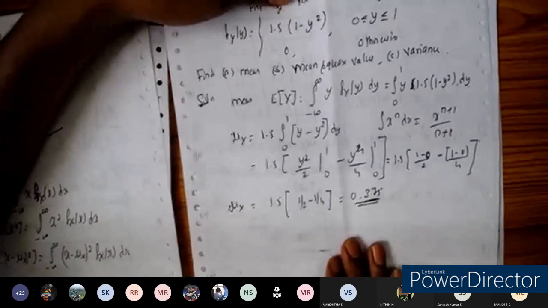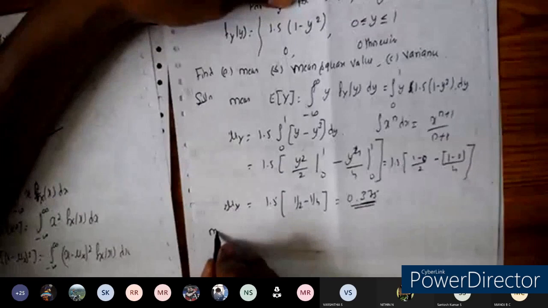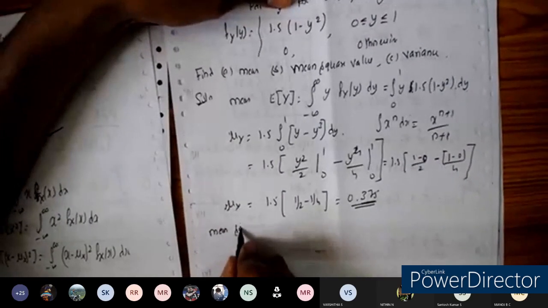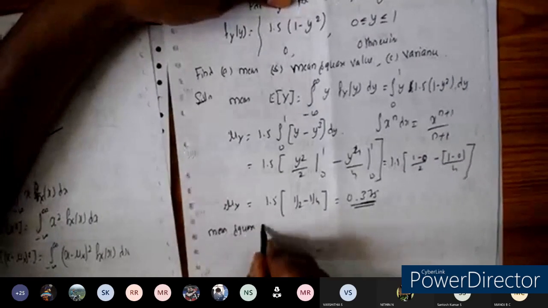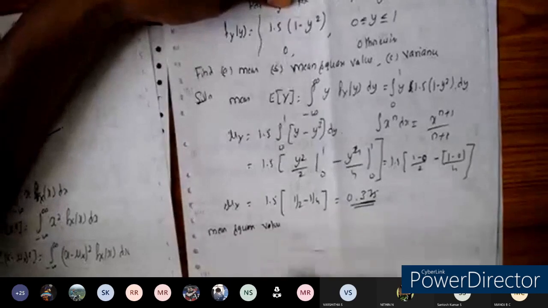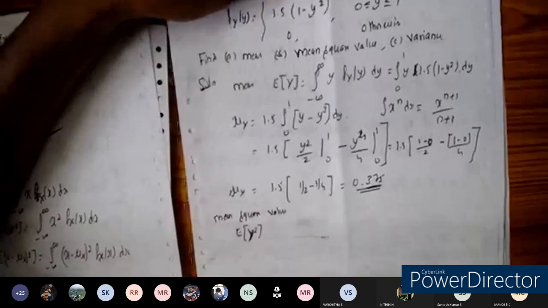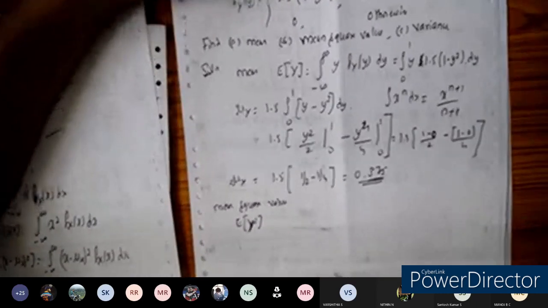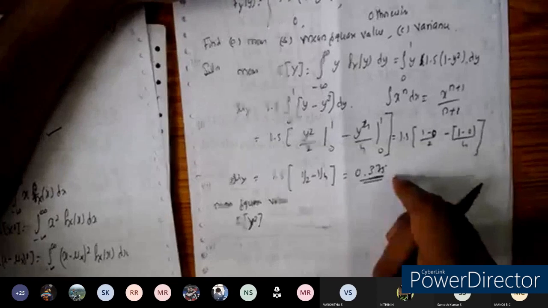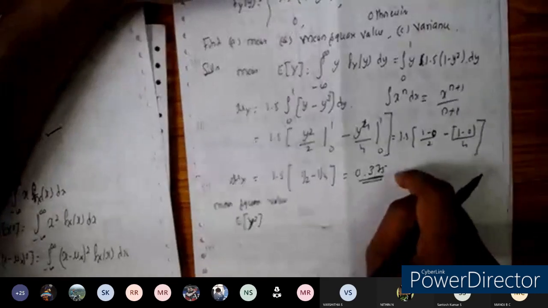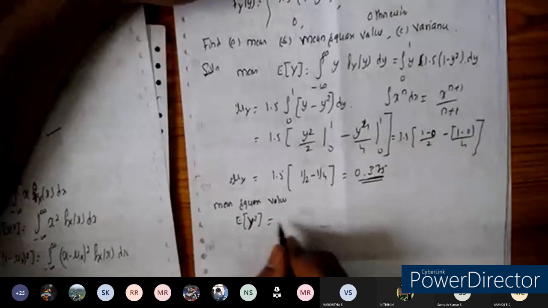So done. And similarly, you can find the mean square value. I think everyone is good in integration. So the mean square value is the expected value of y squared. So this is the random variable y, expected value of y squared. So done everyone? Any doubts in finding the mean? Already we have done many problems on this one.